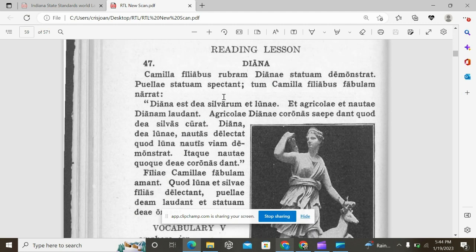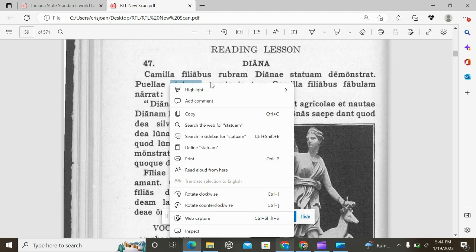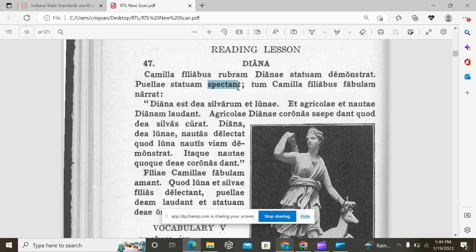So Google Translate can sometimes help you if you really get stuck, but don't rely on it. Try to do your own work, think through the sentences for yourself. Okay. Puellae statuam spectant. You can stop at the semicolon. This is really a complete sentence, and it has the most common and typical form of Latin sentences: nominative, accusative, verb. That's the sentence pattern we most often see as kind of the core of Latin sentences.